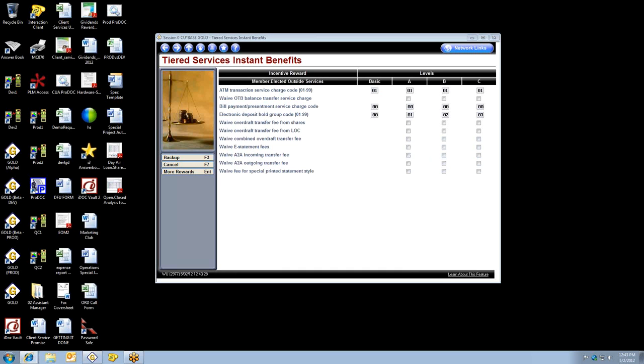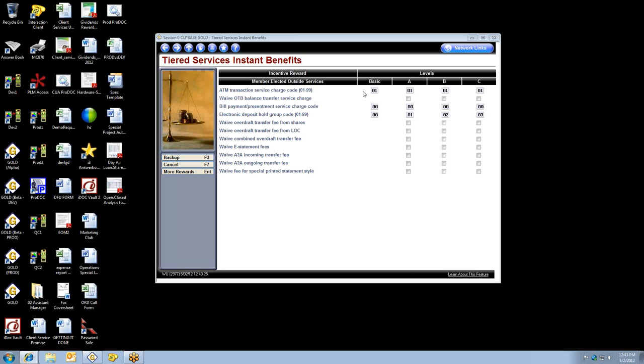A couple other incentives that we have on this particular screen. These are some interesting options because we can start thinking about service charge groups, for example. So I may, for example, reward my members and add a service charge group for each individual level.